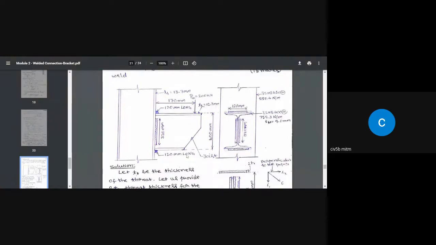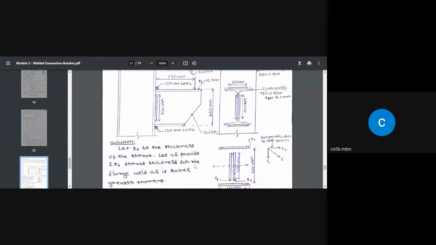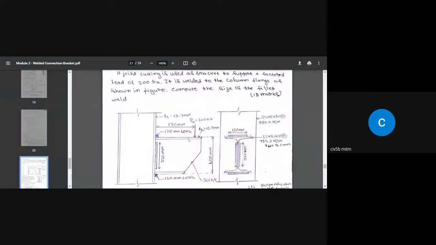Okay, so if the lengths or heights of the welds are not given, what you can do is go to this section. What is this? This section is ISHB 400 at 759.3 Newton per meter. Look here, this is the joist. This is the bracket made of a joist. So go to the steel table and find out what is the width of the flange.